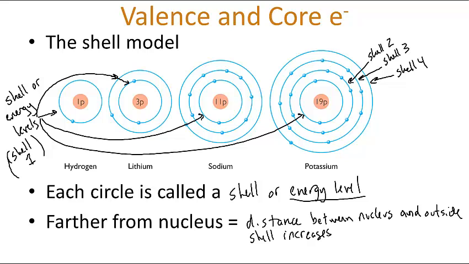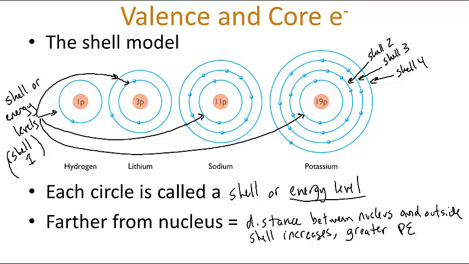So that means the electron's further away, which means it has greater potential energy. The closer an electron is to the nucleus, the more stable it is, and thus the lower its potential energy. Lower potential energy means it's more stable. Higher potential energy means it's less stable.